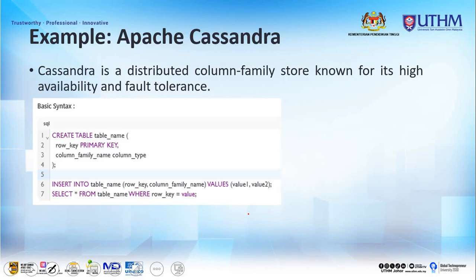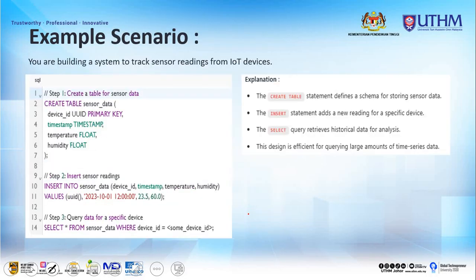So we create a table called table name. This is the basic syntax: insert into the table, select star from. It looks like the normal SQL that we came across last semester. So create table sensor data, with device ID as the primary key, timestamp, temperature, humidity. Step number 2, insert a sensor reading. So we insert a record, and in step number 3, we retrieve the record that we inserted into the sensor table.